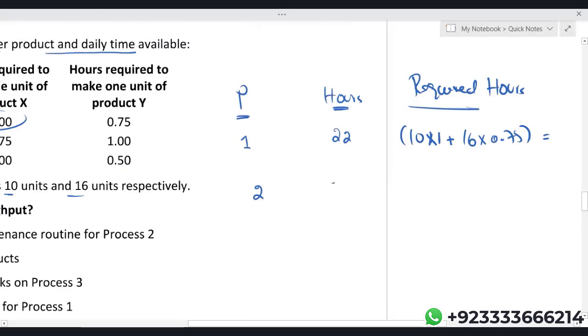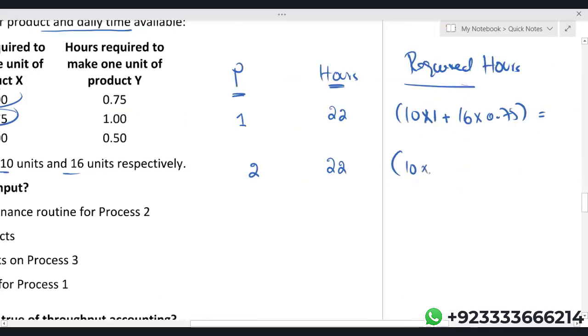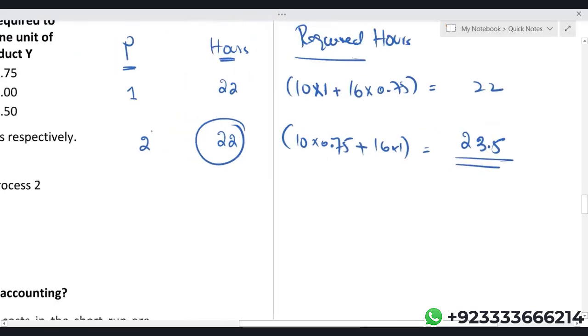Process 2: available we have 22. 10 units into 0.75, 16 into 1. I'm getting 23.5. Available is 22, required is 23.5. So definitely process 2 is the bottleneck. Obviously, more than one bottleneck cannot come. That is not examinable.